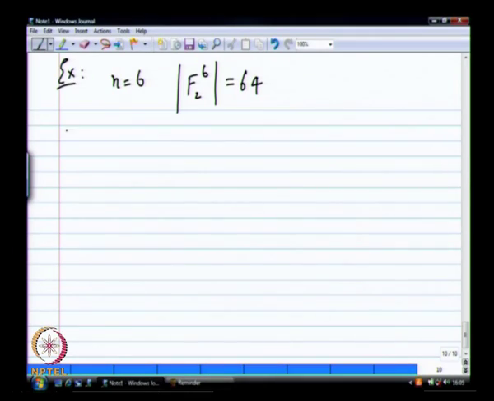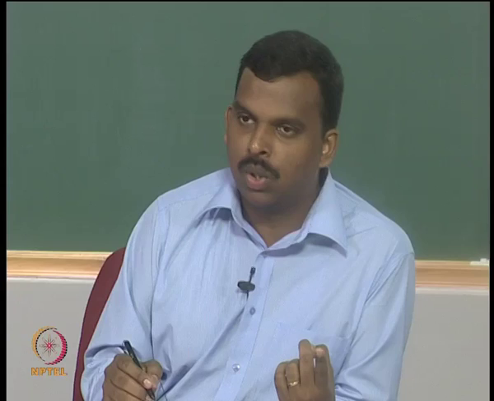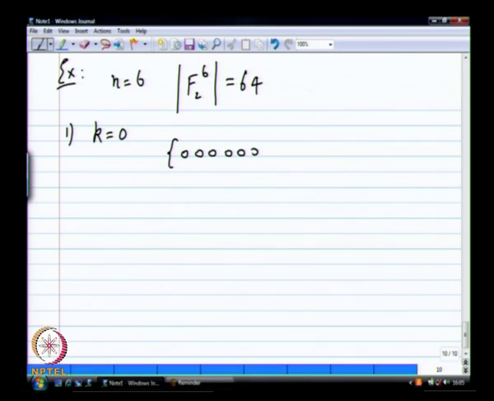Suppose I ask a question. Suppose I fix k equals 0, and then I ask you how many 0 codes are there. How would you answer that? That's a very easy answer. There is only one code with k equals 0. What is that one code? There is only one code, and that is simply this guy. So there is only a single code with k equals 0. That seems like a simple enough answer to give.